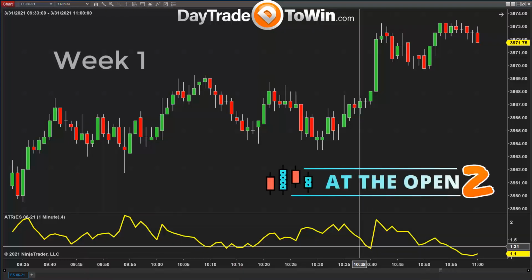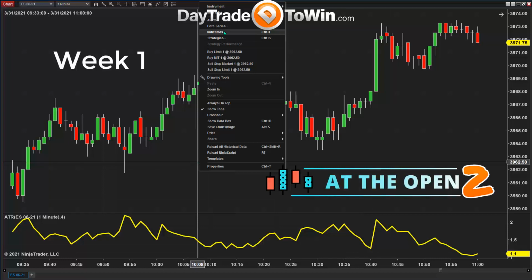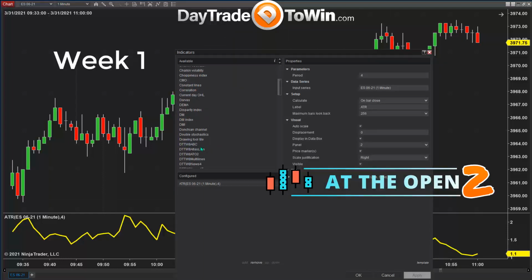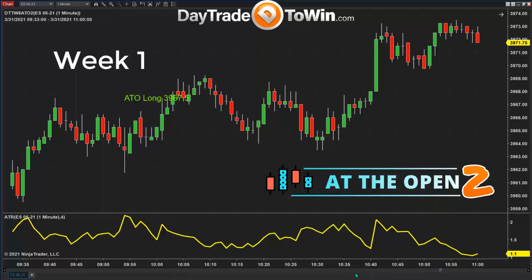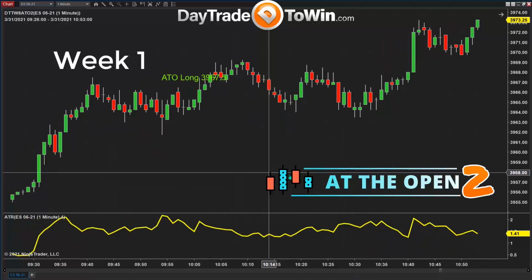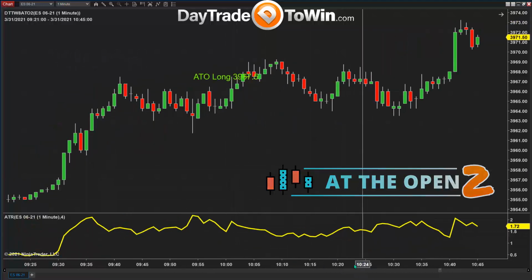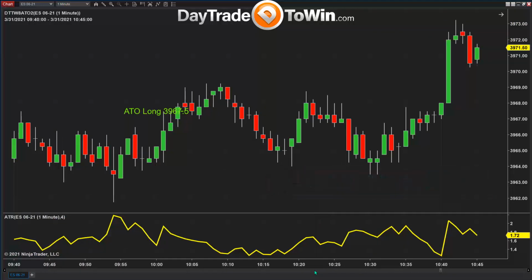The at the open method is based on the market starting the day and giving a push either up or down. And that's really the advantage of the at the open method. Now we still have to use filters and we still have to go over how to properly use the stops and the targets. But the at the open method is typically the first trade of the day.